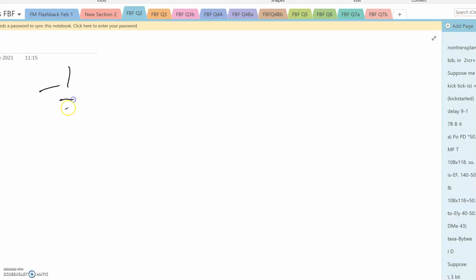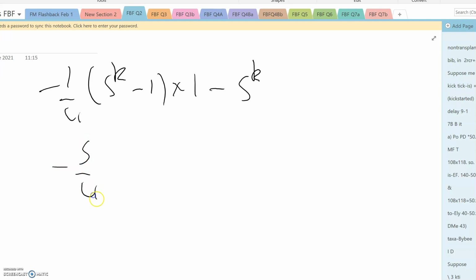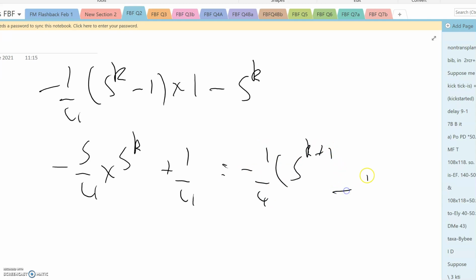And we've got minus a quarter, and that's multiplied by 5 to the k minus 1, and then minus 5 to the k. How many lots of 5 to the k have we got? Well, we've got minus 5 over 4 times 5 to the k, and plus a quarter, and that reduces to minus a quarter times 5 to the k plus 1, minus 1.